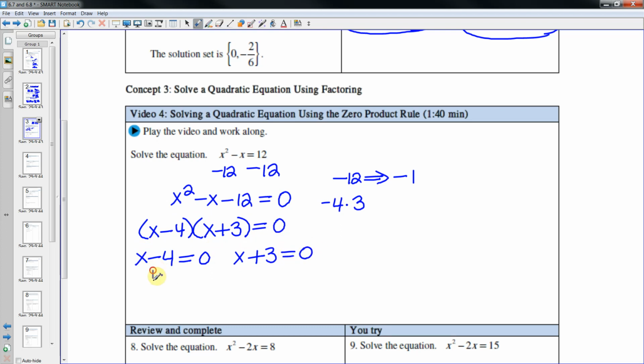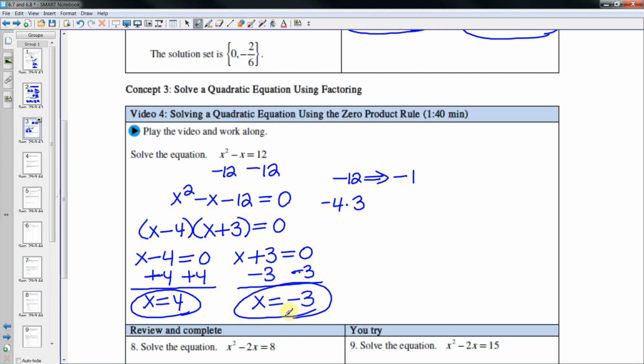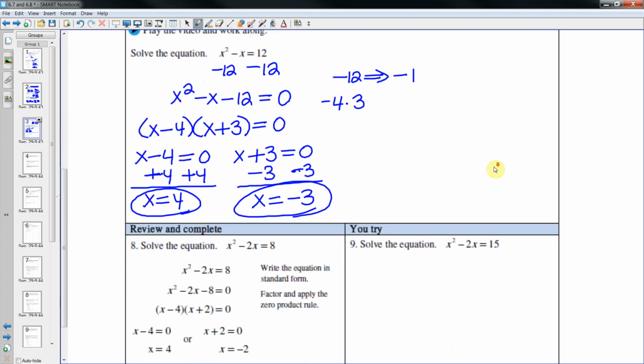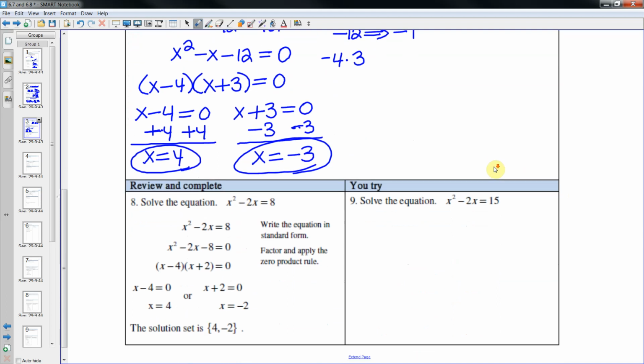and solve for x. So I'm going to add 4, and then I'm going to subtract 3 on this one. And there we go. We've got two answers, 4 and negative 3. So sometimes you're going to have to do a little bit more manipulation than just have one that's already factored for you. This next example at the bottom of the page, same way.